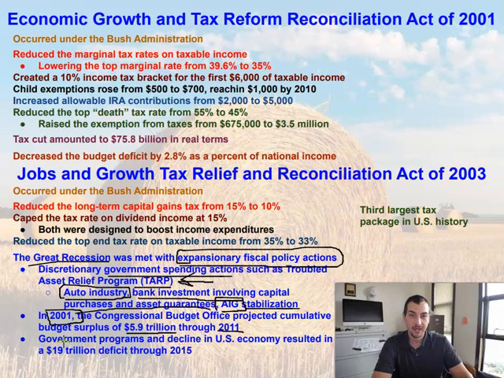Well, what really happened? The government programs and the decline of the U.S. economy actually resulted in a $19 trillion deficit through 2015. So that's part of the reason why we're facing a $27 trillion deficit right now. A large part of it was actually due to the Great Recession and how bad it was during the Great Recession.